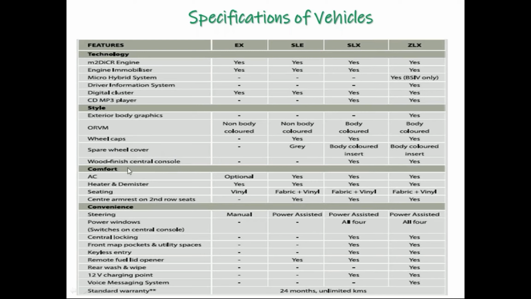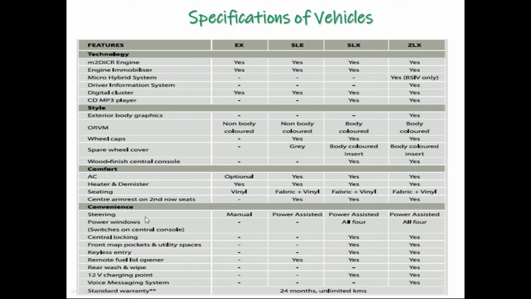Or either if you consider the comfort level. The comfort level is again one important thing. So for long drive or long distance traveling, many of you prefer a comfort level. So air conditioning system, heater and demister, which together we consider an air conditioning system, then type of seating arrangement, then what type of rest for an arm, or what we can say for sitting.